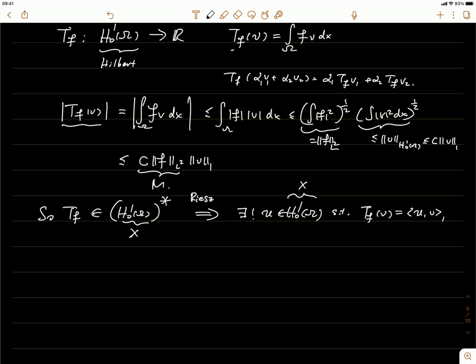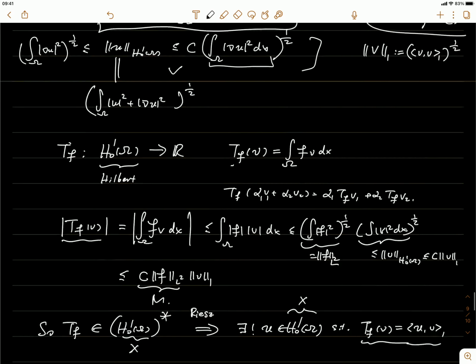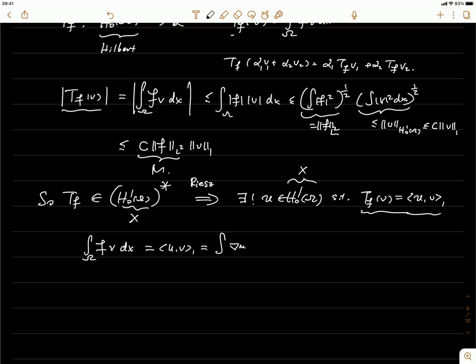And now you see what this actually means. The left-hand side, as we said, is just the integral of f times v dx. And the right-hand side is the H_0^1 inner product of u and v. But by definition of the H_0^1 inner product, it is just this. So that is just the integral of gradient u times gradient v, the dot product, which means the inner product of two vectors. Remember that each of these two is in R^n, right? Because we're in n-dimensional space. So that's how we show that there exists a unique weak solution to this PDE.